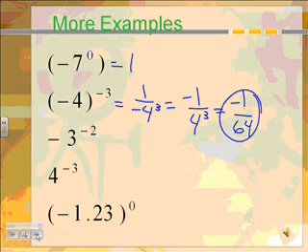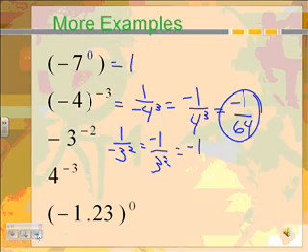1 over negative 3 to the positive 2. But remember, the negative floats to the top, so that's negative 1 over 3 to the 2nd, which is negative 1 over 9. Oh, wait. Let's go back and think for a second. Oh, no, we're fine. Okay.